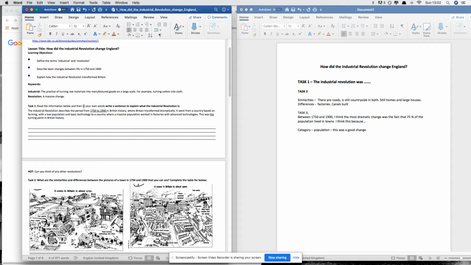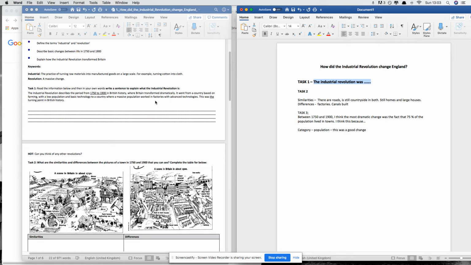The first one is to read the information below, and then in your own words, write a sentence to explain what the Industrial Revolution is. So this is a definition that I've put on the sheet. Essentially, what I'd like you to do is just reduce it to one sentence. And if you look on the right-hand side, I've started it for you. So the Industrial Revolution was, and then you just complete that sentence.